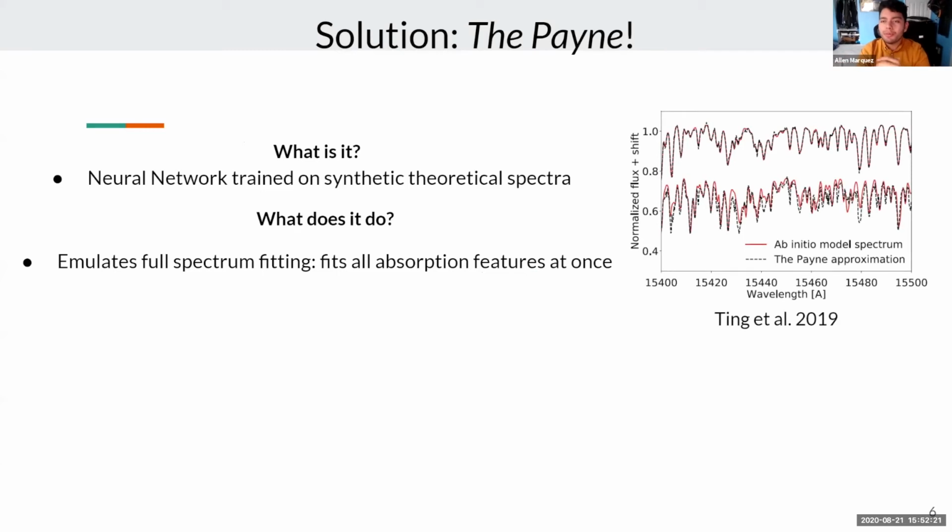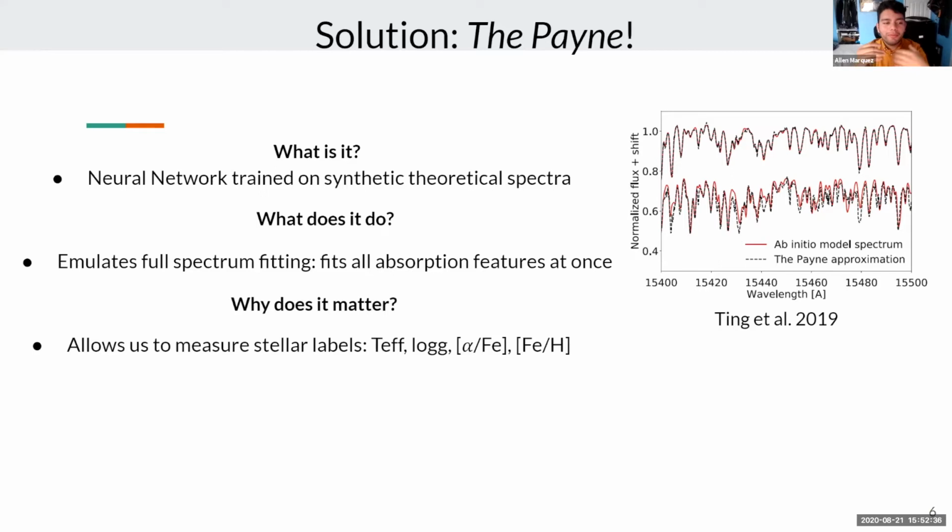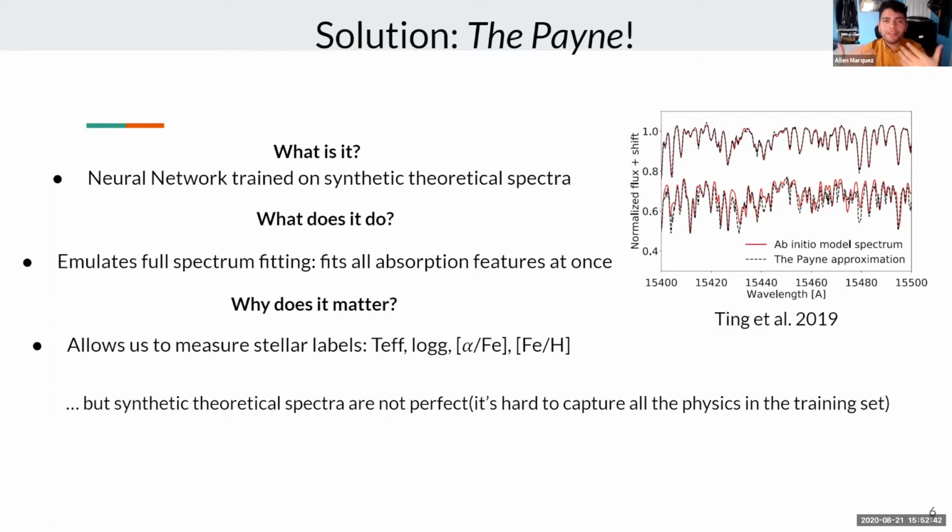And this is a visual representation of that. You have the actual model and the synthetic spectra being fit, or the Payne is fitting the synthetic spectra. And the reason that this is important is because it allows us to measure the stellar labels that we're interested in that I mentioned earlier. But the problem with synthetic theoretical spectra is that they aren't perfect. And what I mean by that is it's very hard to capture all the physics that actually goes into the training set.